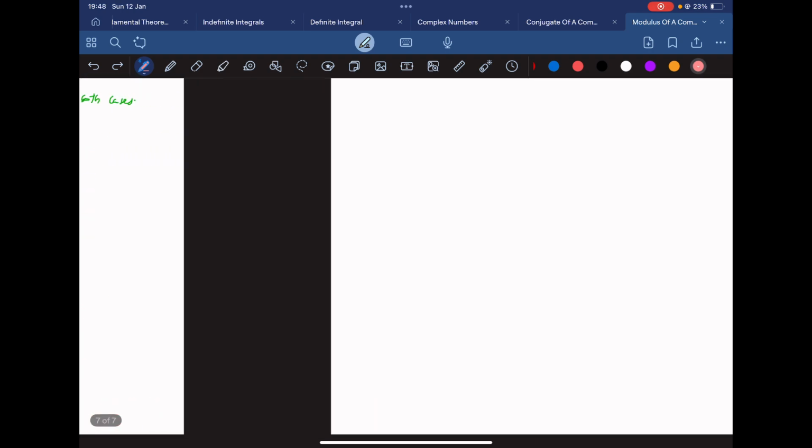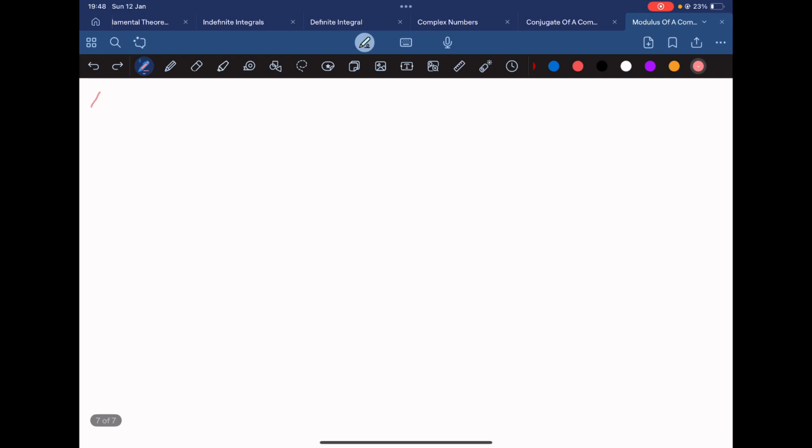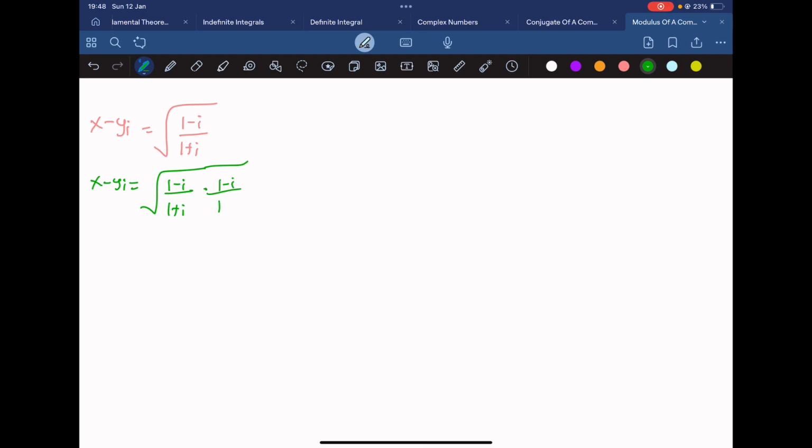Okay, so for the next part, we have x minus yi, and this is equal to the square root of 1 minus i over 1 plus i. We have to show that x squared plus y squared will give us 0. So now in this scenario, to simplify this, all that you have to do, as we've been doing so far, is to find the conjugate of the denominator and multiply everything by it. So now the conjugate is just 1 minus i. The conjugate of this is 1 minus i. We divide by 1 minus i.